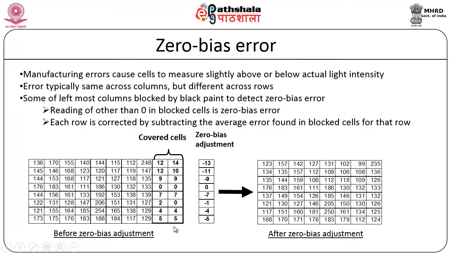If I am getting 5 5, I have subtracted 5 from the whole row. If I am having 7 and 7, minus 7. If it is 2 0, minus 1 is subtracted from this whole row. That way, the captured image is corrected so that we get a result which does the zero bias adjustment.